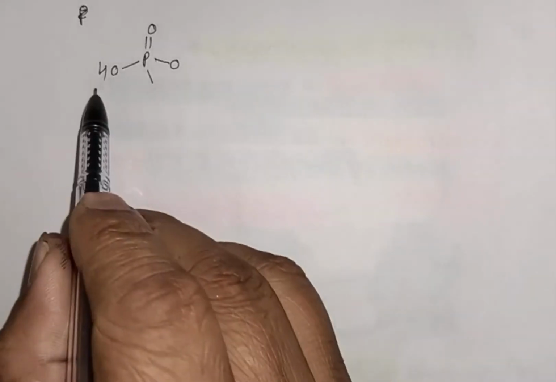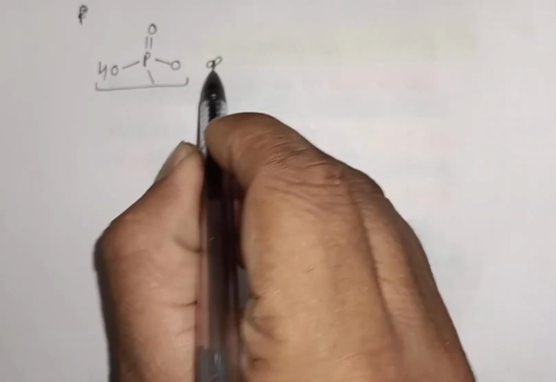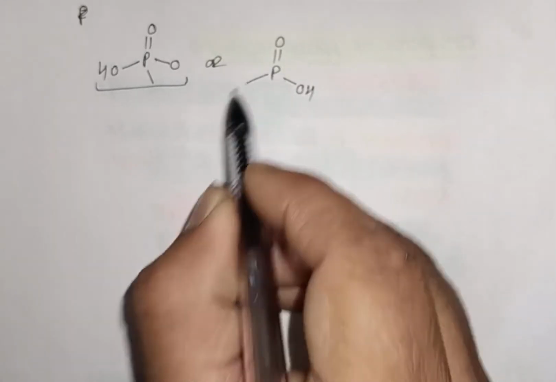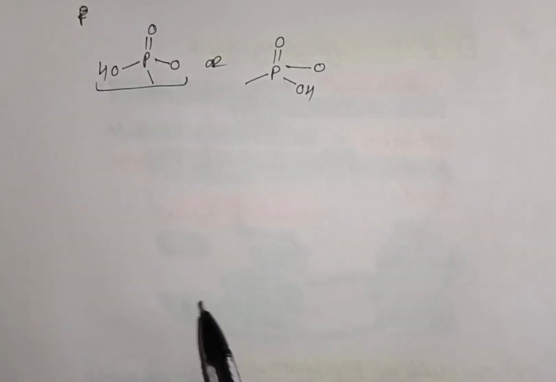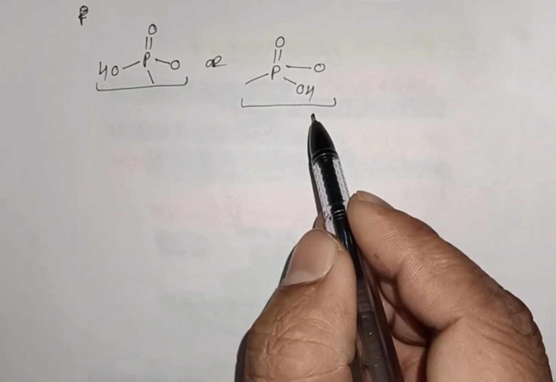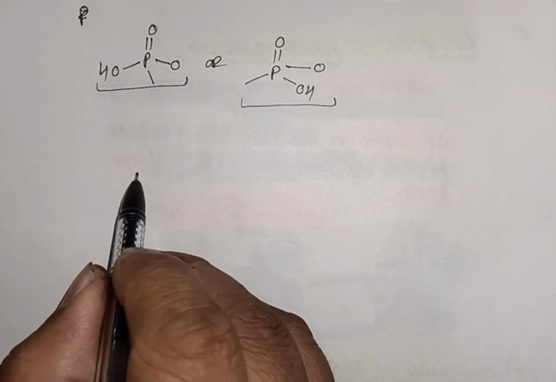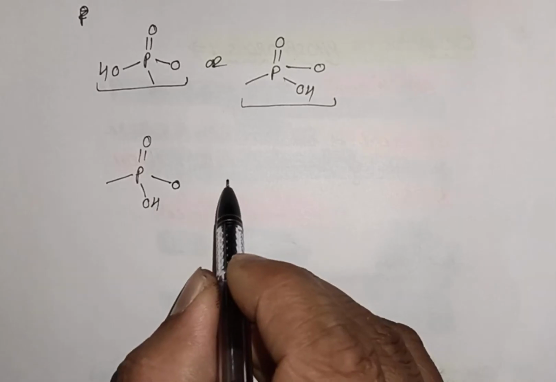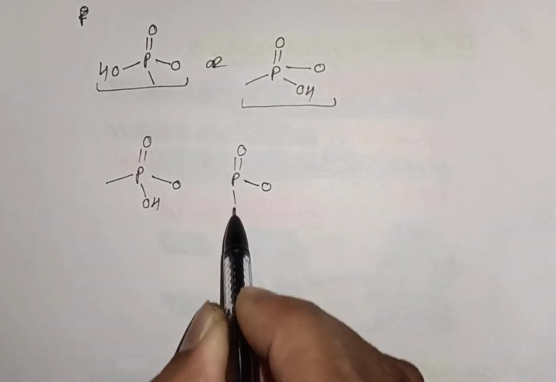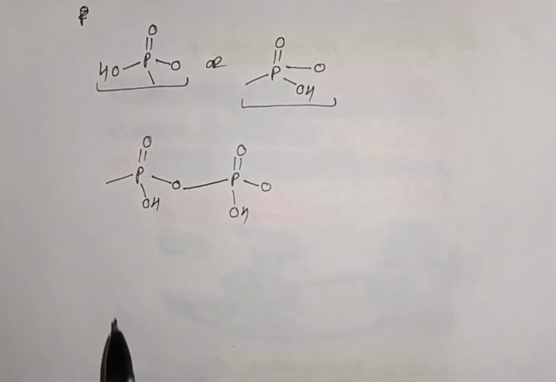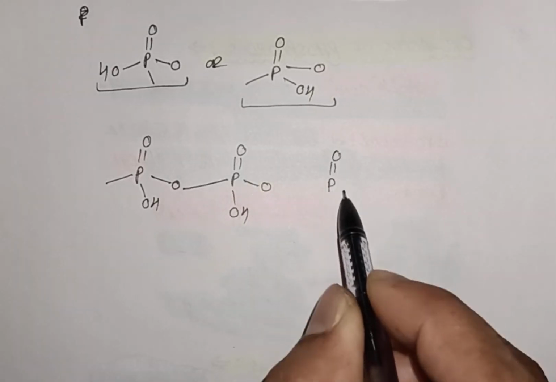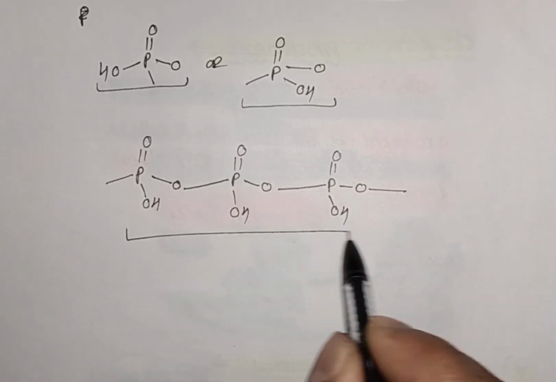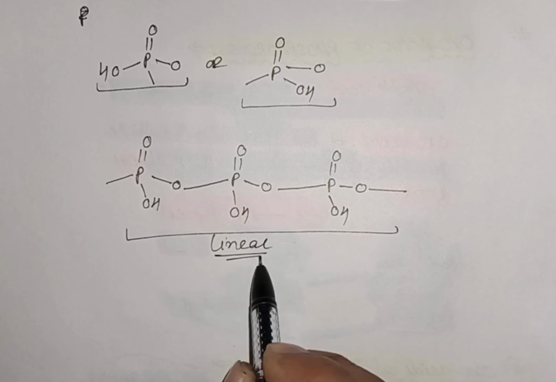We know that metaphosphoric acid has this unit, or I can write this also, P double bond O, OH. Here is the bonding site and this is the oxygen atom. So this unit can join with another unit of this type to form a linear structure like that, P double bond O, OH, and this is the oxygen bond. Next one is the P double bond O, this is OH bond, and this bond can join to this unit. In a similar way, the next unit is P double bond O, OH, and this bond can join to this. So in this way, it can form a linear structure of metaphosphoric acid.